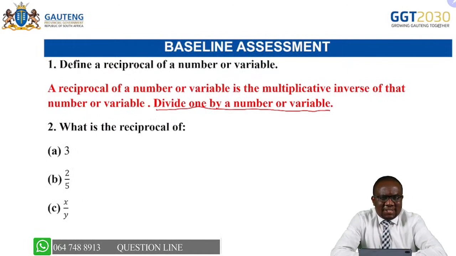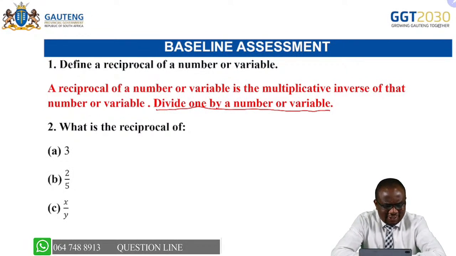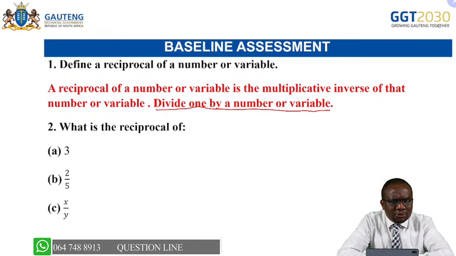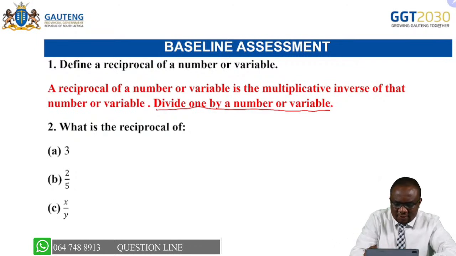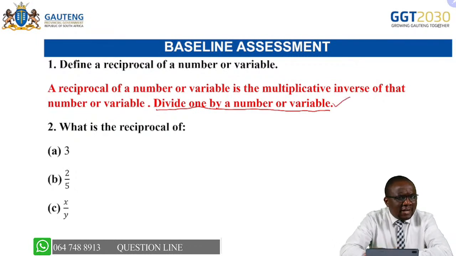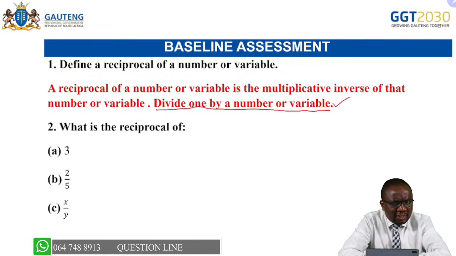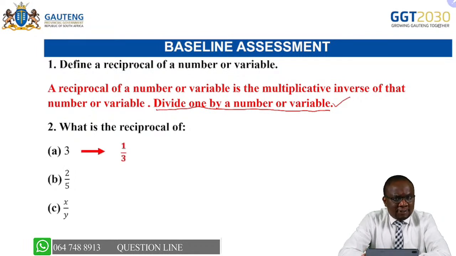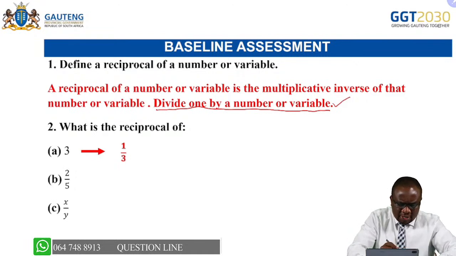Well done, class. Did you manage to get the answer? Let's see. We're marking our answers now. What is the reciprocal of 3? We said we have to divide 1 by 3. And then you get what? Write it as a fraction. Don't write it as a decimal, okay? It is 1 over 3. So the reciprocal of 3 is 1 over 3. Can you mark that?